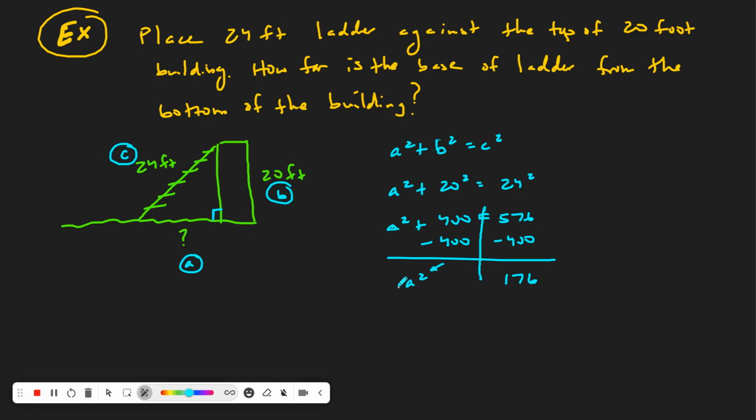And now again, we need to get rid of this squared. To get rid of that squared, we do not divide by 2. We take what's called the square root. When you take the square root of 176, again, we're going to round to the nearest tenth. So we get 13.26. So again, that's the nearest tenth.